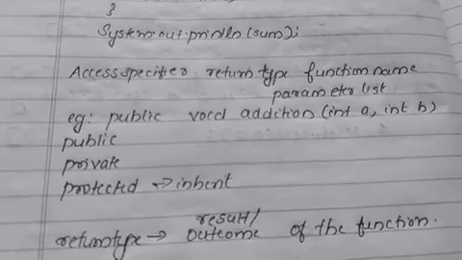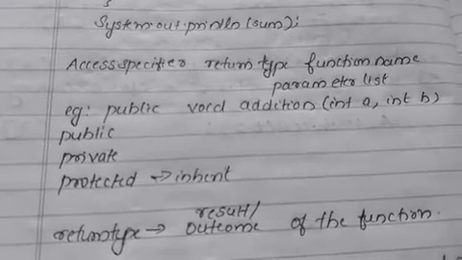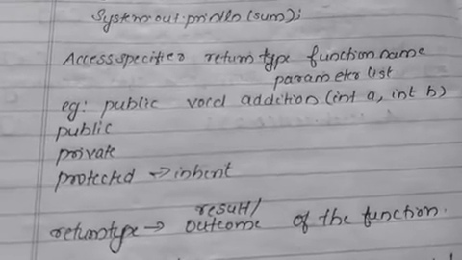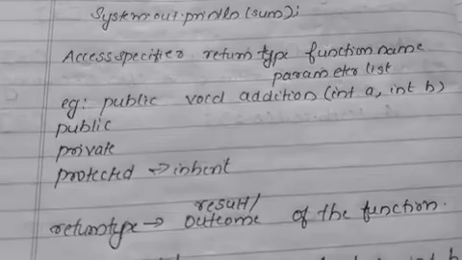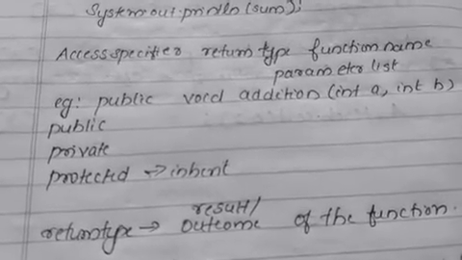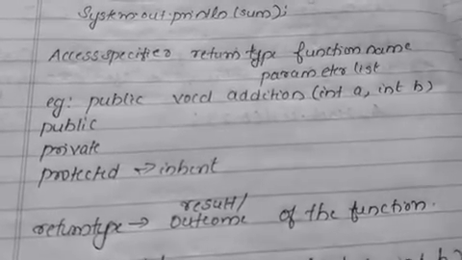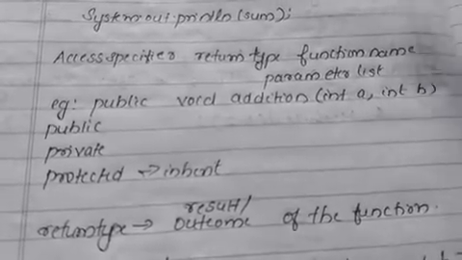Void means nothing. Usually return types may be declared as void, the default return type. Sometimes we may declare the return type as a primitive data type, that is int, long, all those things. Primitive data types may also be used as return type. So this is about return type.